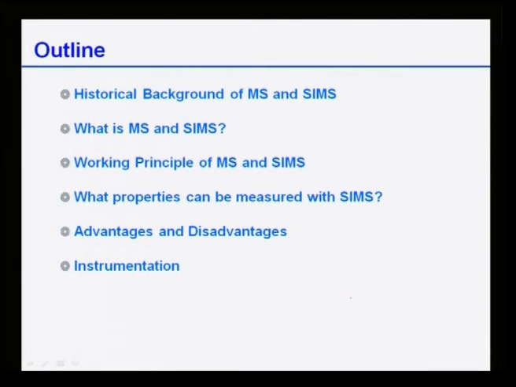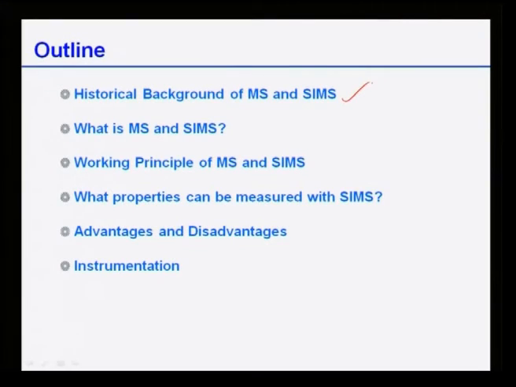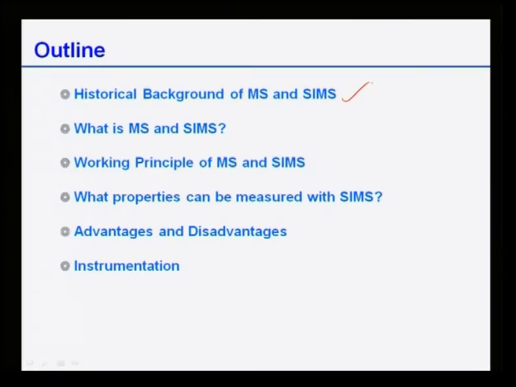The outline of this presentation is as follows. First, I am going to discuss the historical background of SIMS, but before that, I must talk about mass spectroscopy per se. Then I am going to talk about the difference between MS and SIMS, and most notably what these two techniques are, so that you can get a feeling for mass spectroscopy and secondary ion mass spectroscopy. Obviously, these two techniques are related. Followed by that, I will discuss the working principle of both techniques, and then the different measurements which can be done by SIMS. Lastly, the advantages, disadvantages, and some instrumentation.